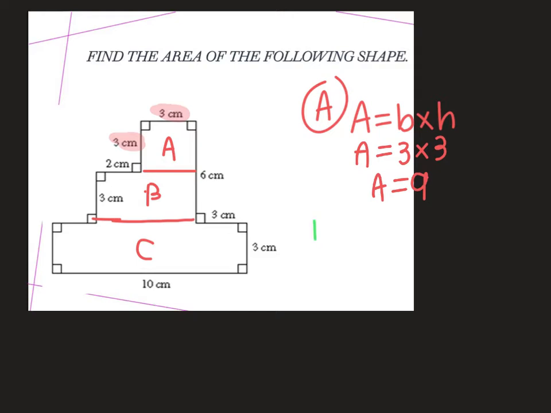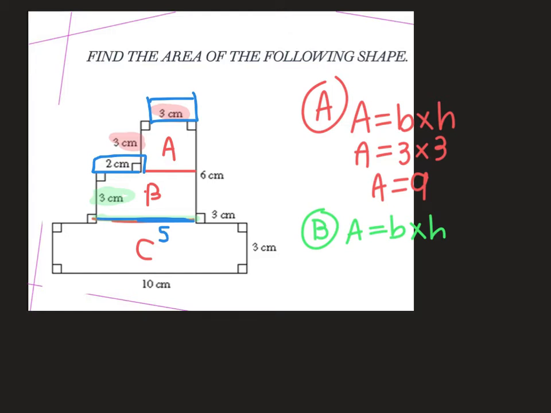Shape B, still a rectangle, so base times height. Now this one's a little tricky. I do see my height is 3, but in order to figure out my base, this long one right here, could be a little trickier. I know that at the top here, this length is 3 centimeters, right? So I know from here to here is about 3, and then from here to here is 2 centimeters. So that means the whole way across this bottom is actually going to be 5 centimeters, right?